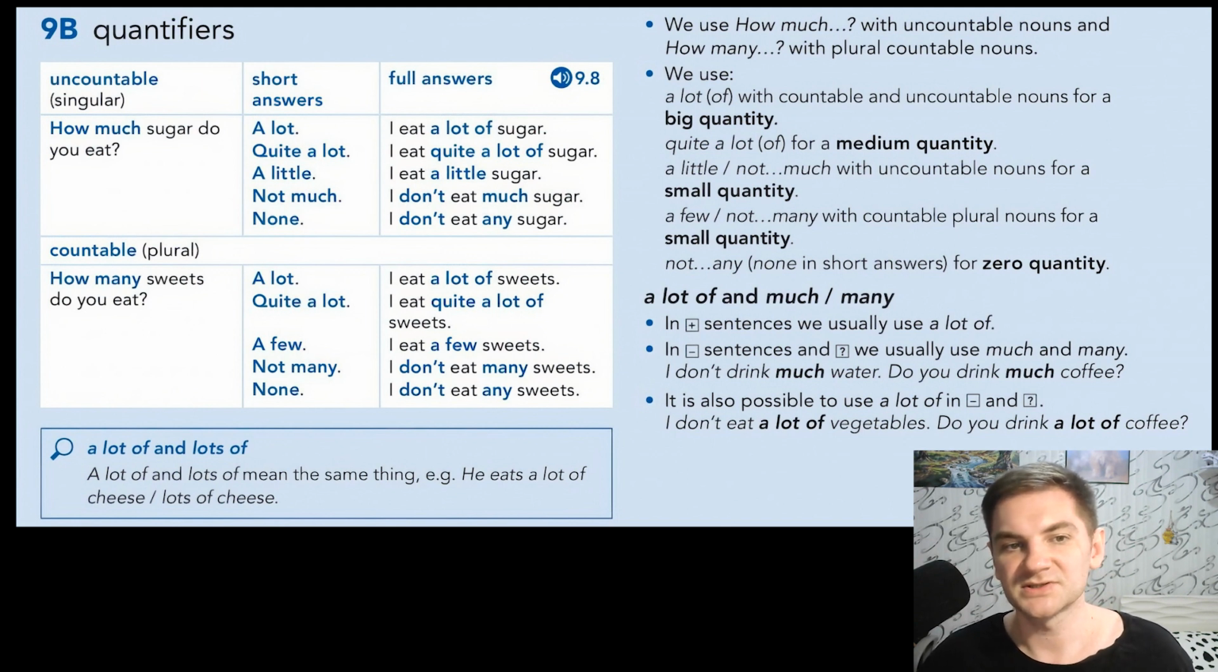Дальше. Это также возможно использовать a lot of в отрицании и вопросах. То есть такой вариант тоже есть, но он считается как бы разговорным. I don't eat a lot of vegetables. Do you drink a lot of coffee? Все окей, можно также это использовать. Просто иногда Word это подчеркивает и исправляет на much and many. Почему-то считается much and many более письменный вариант, a lot of более разговорный. Но это на самом деле мелочи.